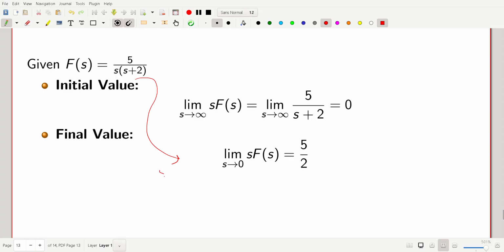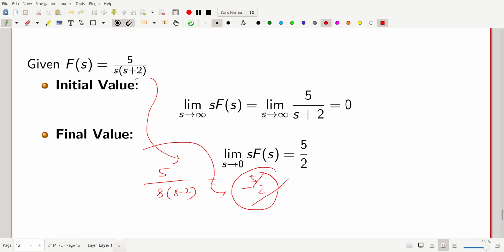But here, this question was like that, then you get minus 5 by 2 if you apply the final value theorem. But this answer is wrong, because the system is unstable, so we cannot apply the final value theorem. Otherwise we can say the response is going to diverge, so our answer would be infinite. The final value theorem is not applicable.